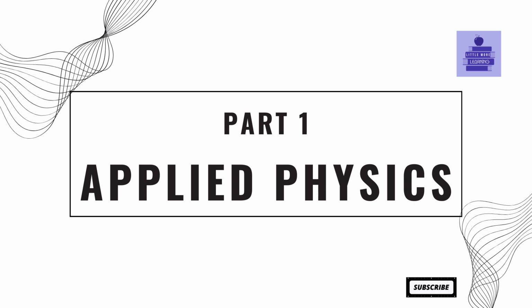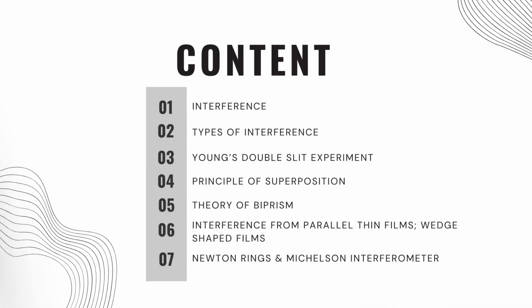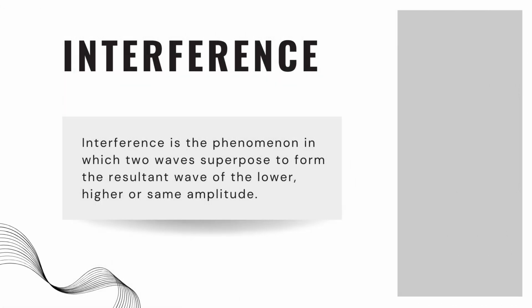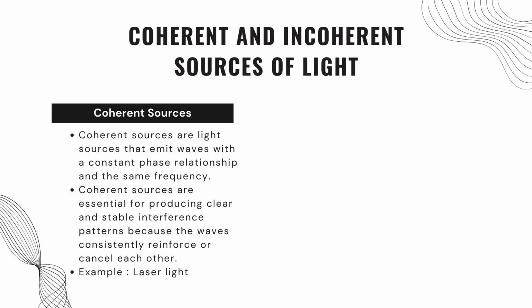Today, we will be starting with applied physics. We are going to be covering interference of light and related topics in this video. What is interference? Interference is the phenomenon in which two waves superpose to form the resultant wave of lower, higher, or the same amplitude.